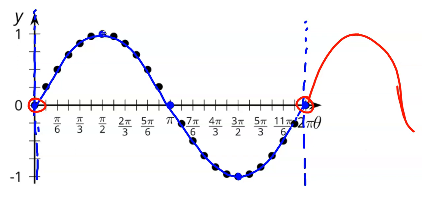And then from 2 pi to 4 pi, this is the graph. From 4 pi to 6 pi, this again would be the graph. So this is a periodic function. Another example of a periodic function. This is the shape of the sine function.